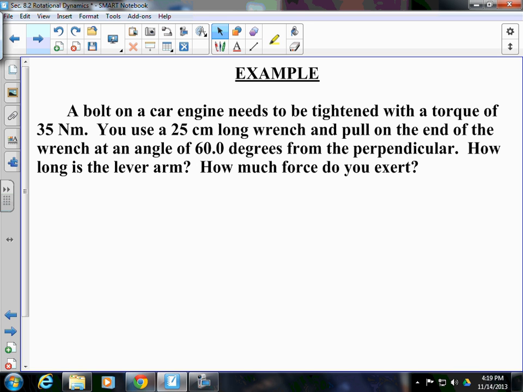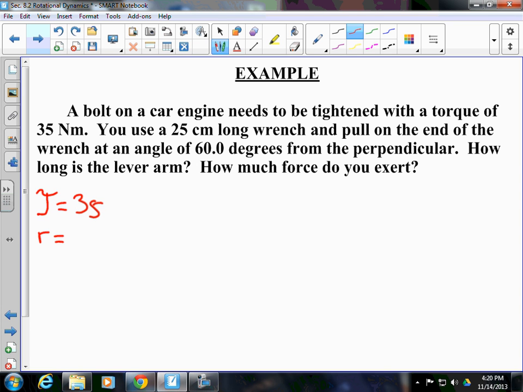So if we talk about an example here, a bolt on a car engine needs to be tightened with a torque of 35 Newton meters. You use a 35 centimeter long wrench and pull on the end of the wrench at an angle of 60 degrees from the perpendicular. How long is the lever arm, and how much force do you exert? Well, very first thing, let's break down what we have. We have torque is equal to 35. R is 0.25. And our theta is 60 degrees.